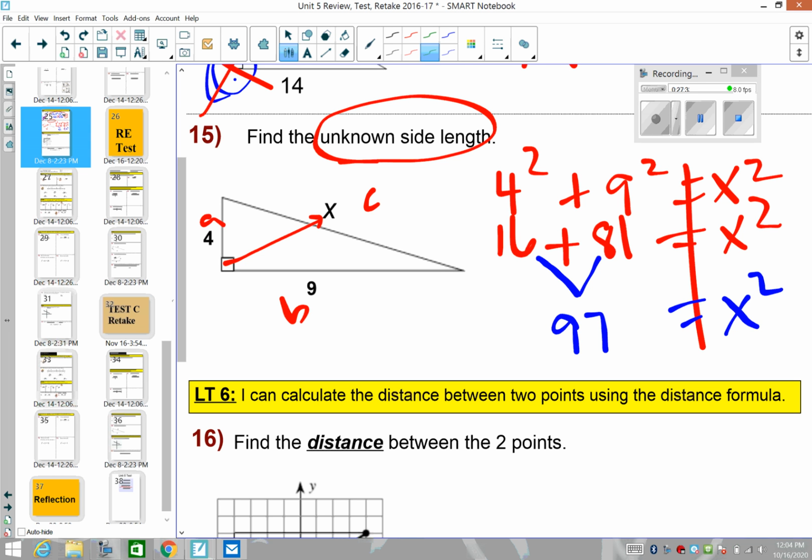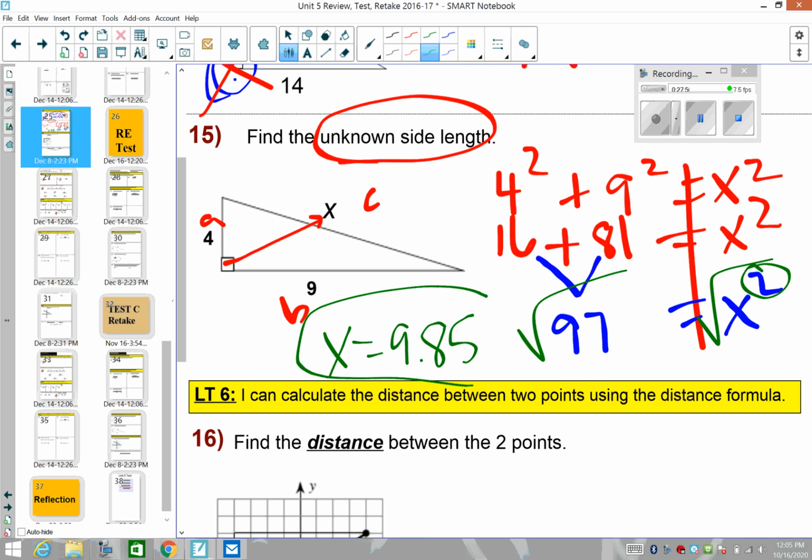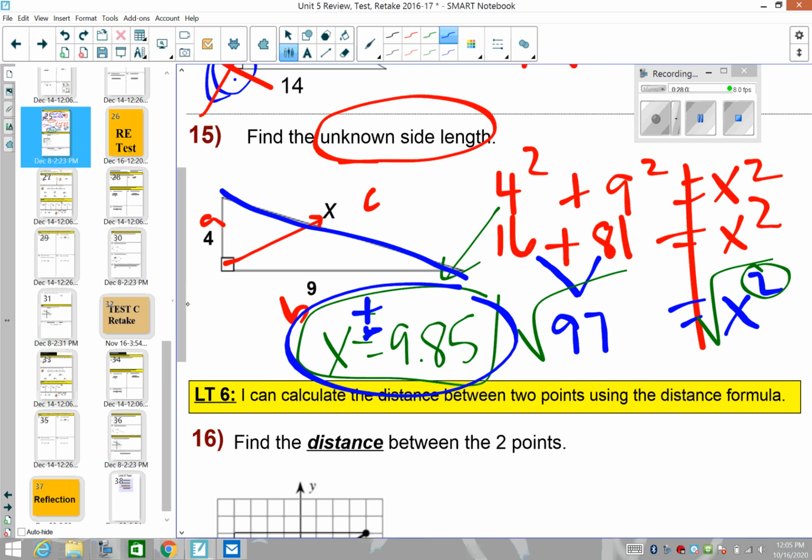Our job is to undo the square, so we're going to take the square root of both sides. So we get x equals the square root of 97, which is just slightly less than the square root of 100. And I get 9.85. I'm not rounding to the hundredths this time, 9.85. It doesn't specifically say, but I'm grading these by hand anyway, so that would be fine. So it'd be plus or minus 9.85 for the length of that side.